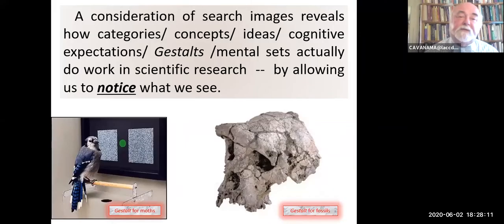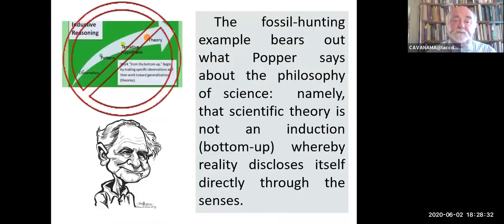So the consideration of search images reveals how categories, concepts, ideas, cognitive expectations, gestalts, mental sets, all the same thing, actually do work in scientific research by allowing us to notice what we see. We are much more like those blue jays and the moths in order to put together a skull from fragments that looks like this, than we are like those magpies.